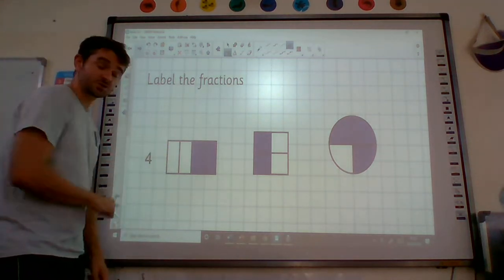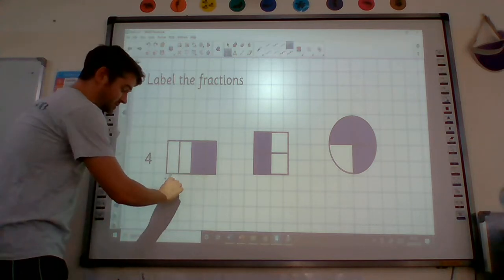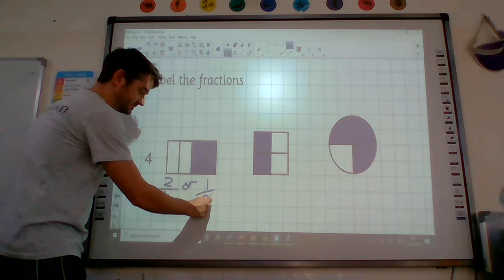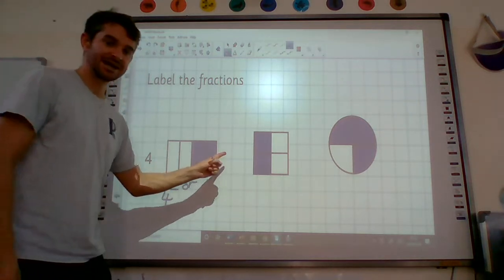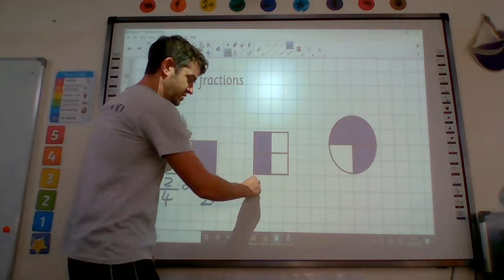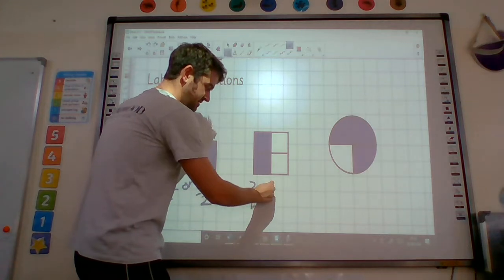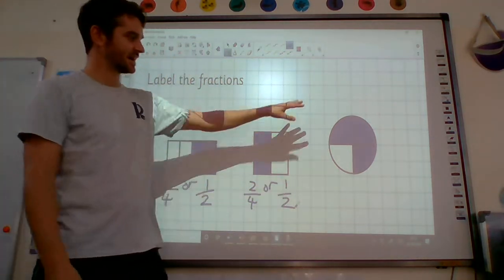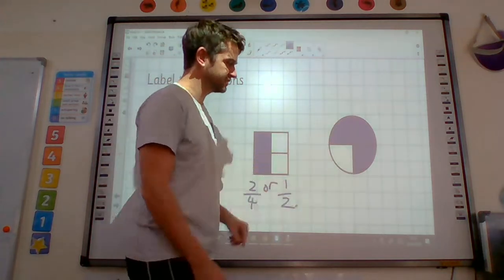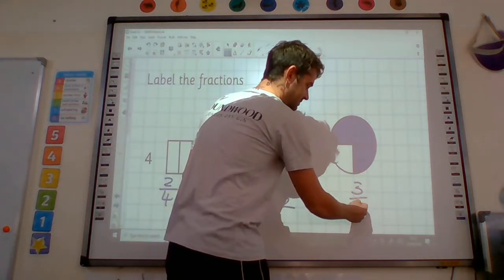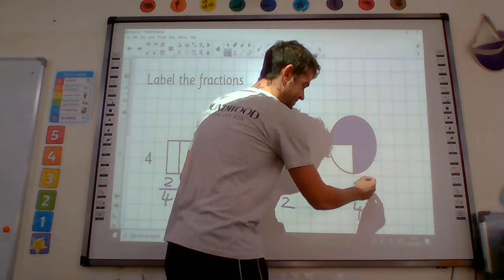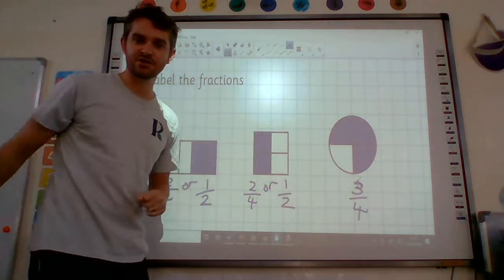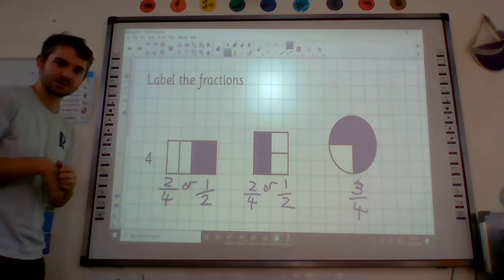Okay, looking at the first one. 2/4 or half. This one here. 2/4 or half. And the final one, 1, 2, 3 out of 4, 3/4. Sorry about my dodgy number 3. There we go. 3/4. 3 small ticks for those, and we'll move on to the next one.